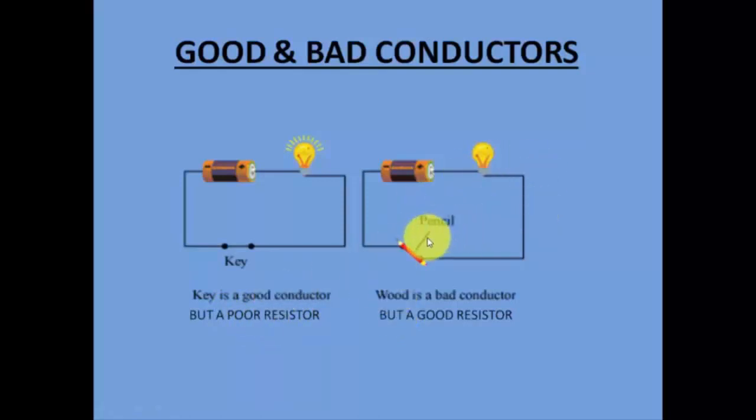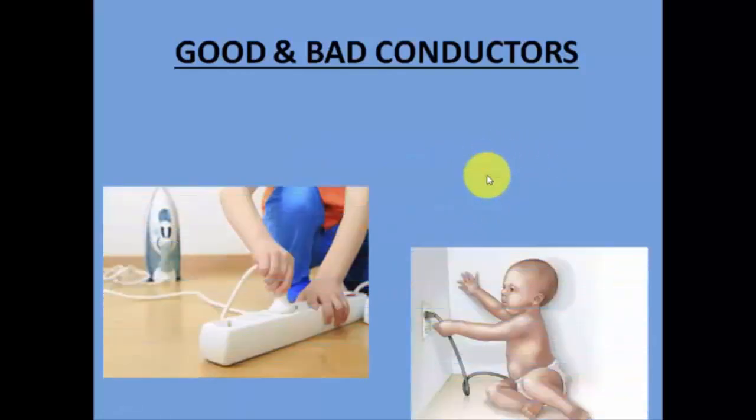On the other hand, let's say I connect a pencil over here. So what is a pencil? A pencil is made up of wood. So we have learned that wood is a poor conductor. It is a bad conductor. So that is why this bulb will not glow, because the circuit is not complete. So wood is a bad conductor, but it is a good resistor because it resists the flow of electrons through the circuit, and that is why the bulb will not glow. Right? Now let's move ahead.